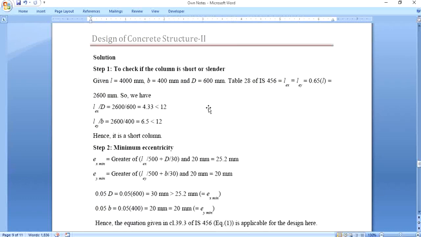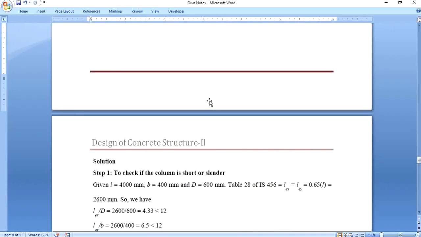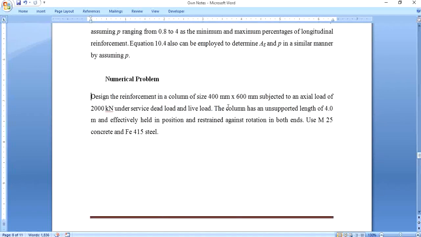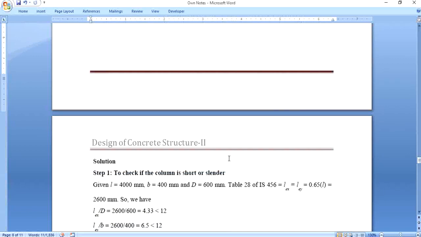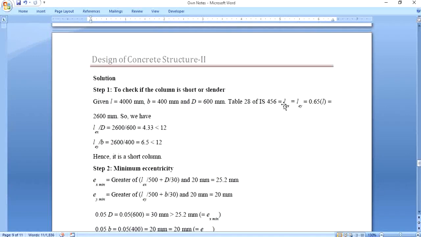End restraint. So in the problem what have they given? In the problem they mentioned that this particular column has an unsupported length of 4 meter and is effectively held in position and restrained against the rotation at both the ends. So the same case is there. So this is case number 1. The symbol is like this: theoretical value of effective length, recommended value of effective length. So we have to take the recommended value, that is 0.65 L. That is nothing but LEX and LEY. So these are effective lengths.